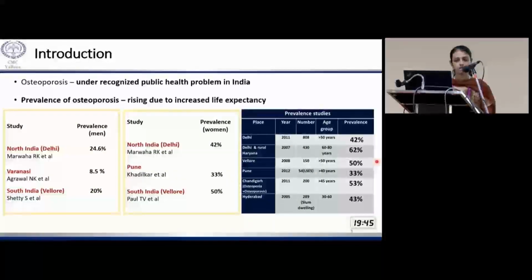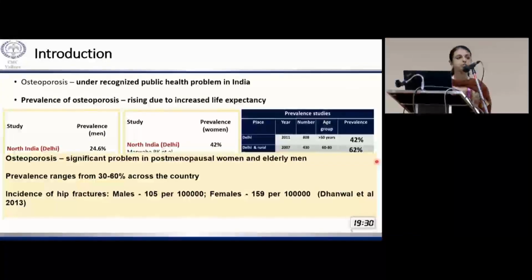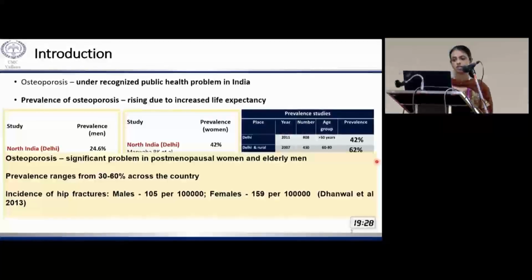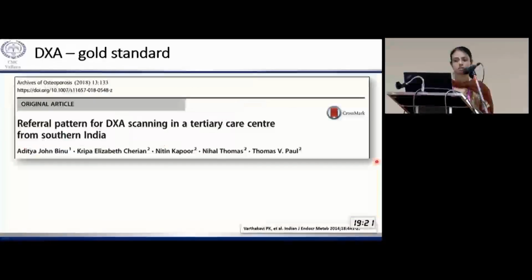So I don't need to tell you that osteoporosis is a prevalent problem. These are a few facts and figures that I have put up. The prevalence ranges anywhere from 30 to 60% across the country, and we don't have much data on hip fractures, but what is available has shown that the incidence can range anywhere between 105 to 160 per 100,000 individuals.